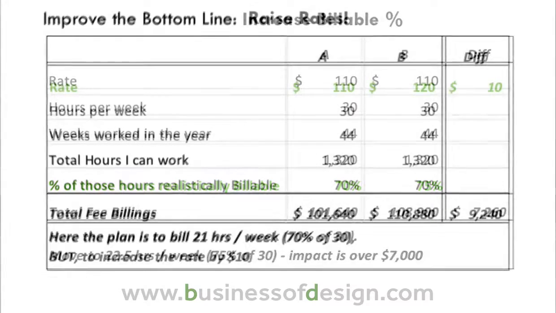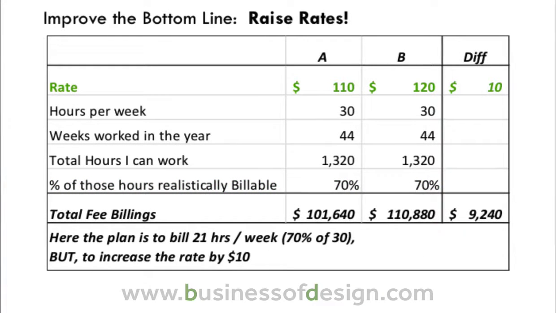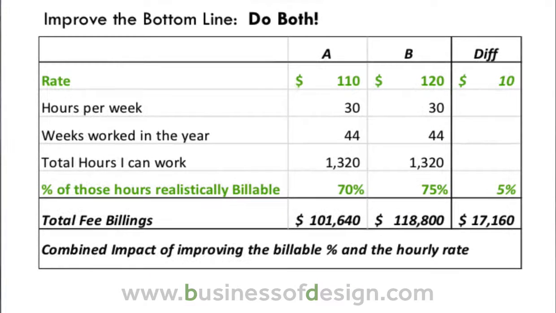Similarly, just look at an increase in your fee by $10 an hour. Small change, $9,000 across the year. And that's for someone who's still only billing at 70% and 30 hours a week, so 21 billable hours a week. If you put these two together, it's $17,000. So small changes really add up fast. Fees are a big area where things can change.